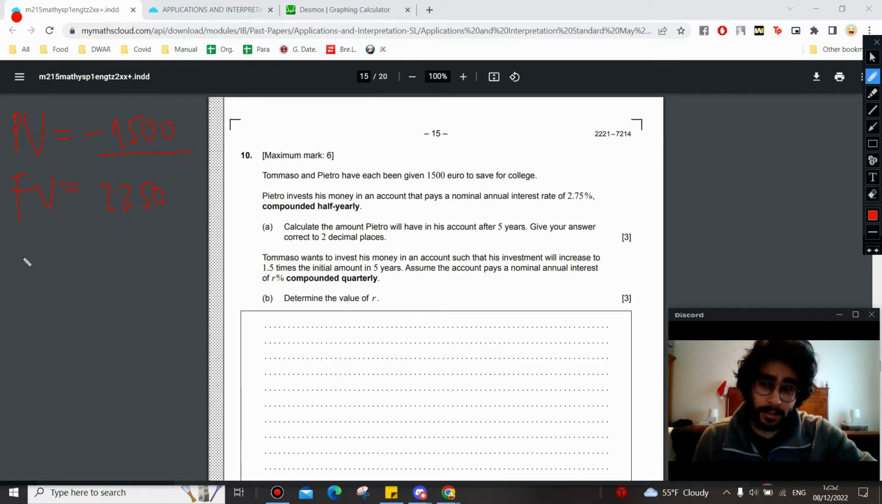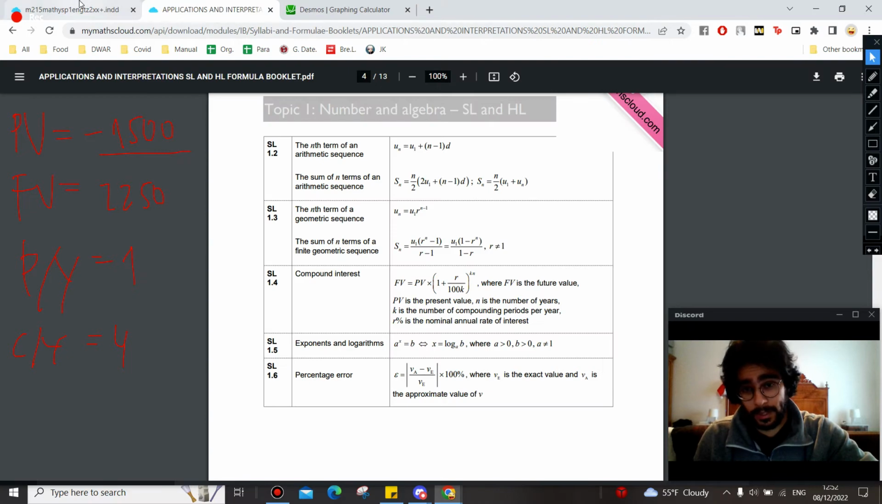And then you have the PY and the CY. Again, PY corresponds to how many times you get paid, which is 1 time in a year, and CY is how many times it's compounded inside the year. It's quarterly, which means 4. With the GDC, the place for the R will be left empty, I think, and if you click OK, you have the value for R. Otherwise, we can use the formula again. Let's use it.